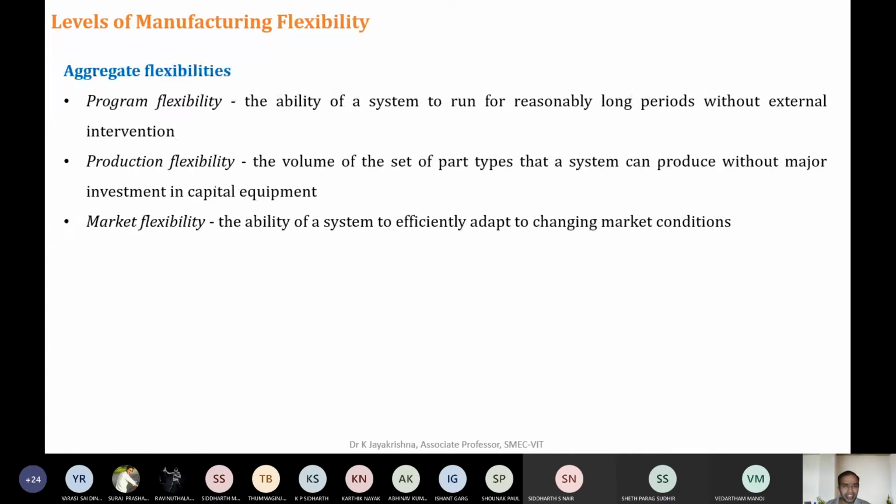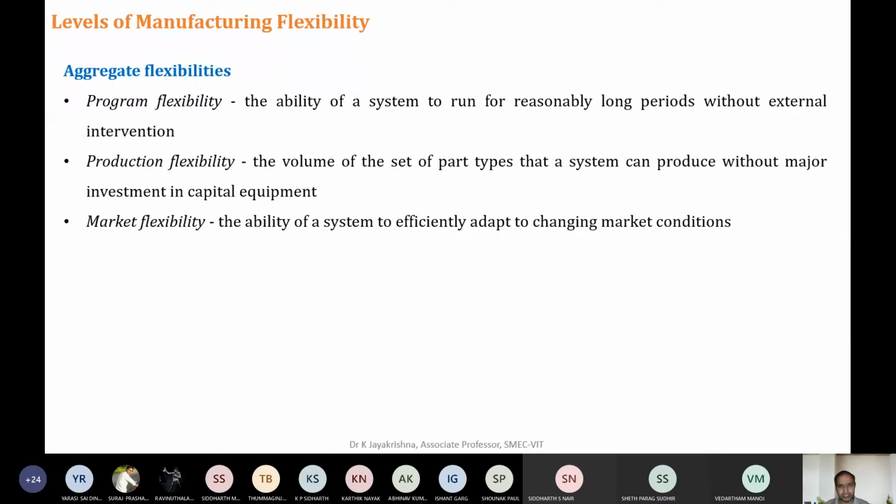Next, we have aggregate flexibility. What is aggregate flexibility? It is how long you can run the process without any intervention. Without any intervention, how long can your layout, your company, survive? Without changing the production line, how long can your organization sustain to manufacture the product?